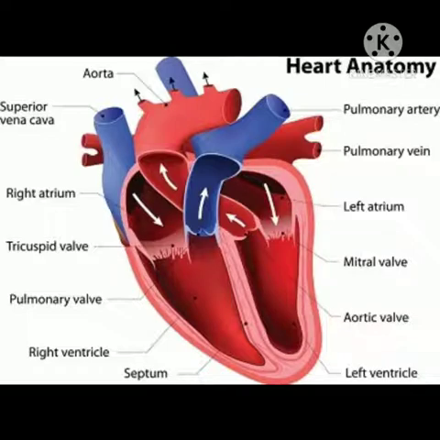Heart. The heart is a muscular cone-shaped organ, as you can see in the picture. Location of heart. The heart is right in the center between the two lungs and above the diaphragm.